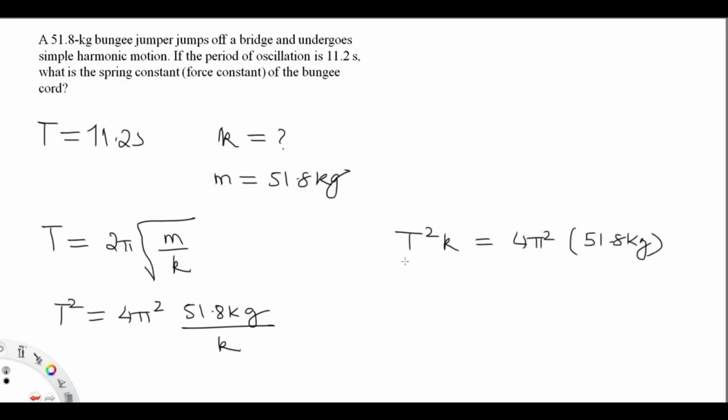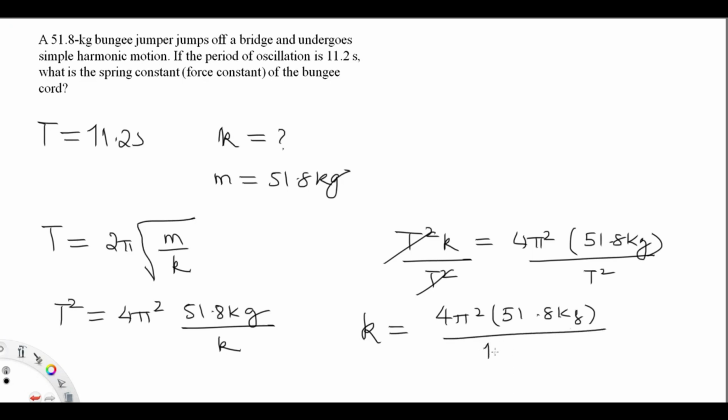divide both sides by T squared. Cancel T squared and T squared, so k is 4 pi squared times 51.8 kilogram, and then T is 11.2 seconds, that's squared. So calculate that, that will give you k. k is measured in Newton per meter.